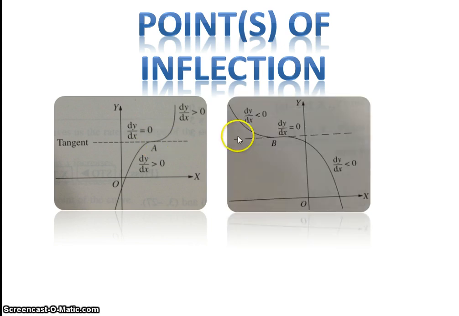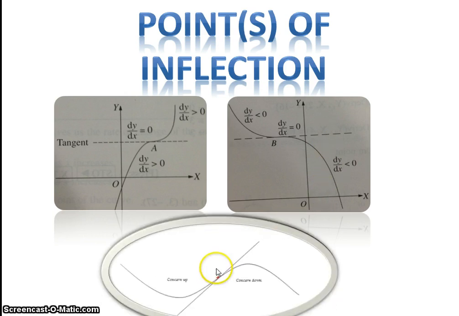We have another point of inflection over here at B. Once again, you can see this tangent at point B is parallel to the x-axis. We may also have a non-stationary point of inflection. There is a change in concavity, but the tangent isn't parallel to the x-axis.